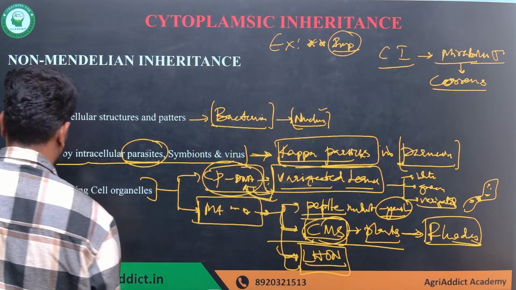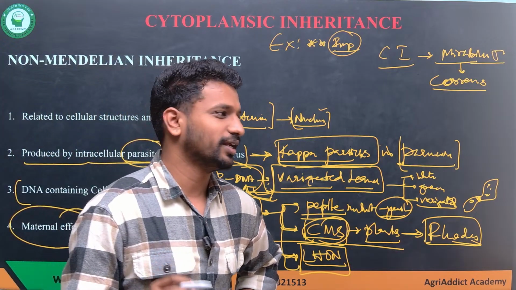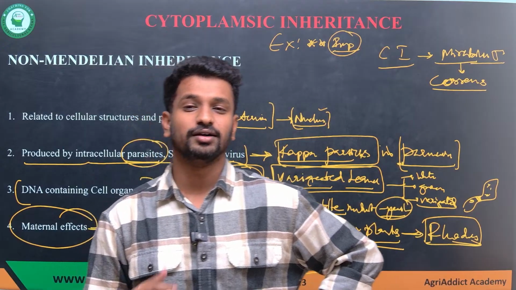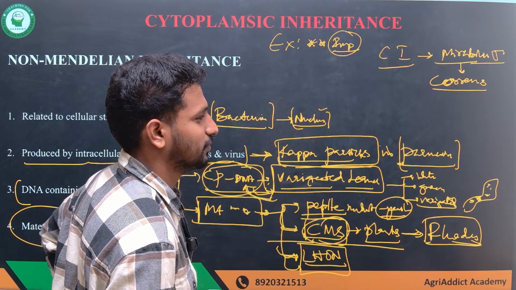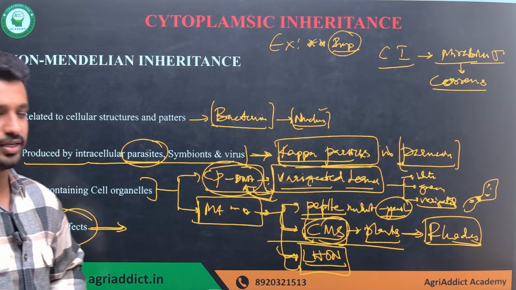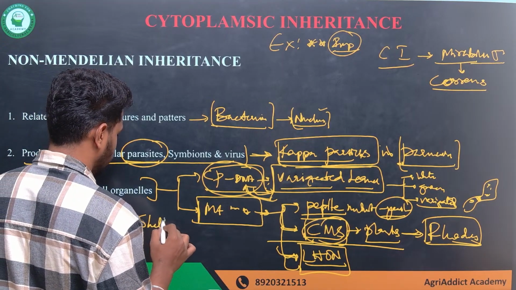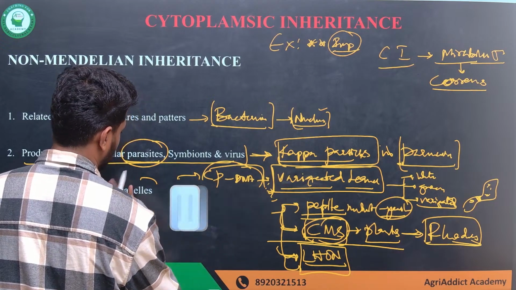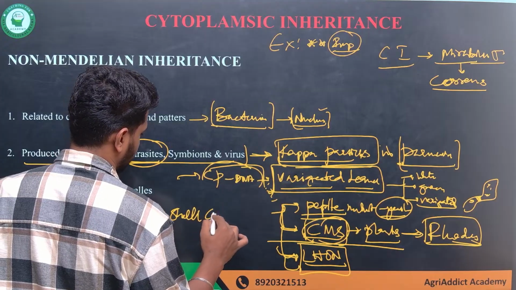So next one is the maternal effect. What is the peculiar example for the maternal effect? One good example of a trait is in the snail. Yes, it is shell coiling in the snail. Good, people are knowing the examples. The snail shell coiling. Okay, see, be confident.